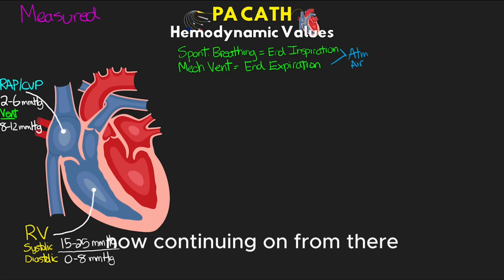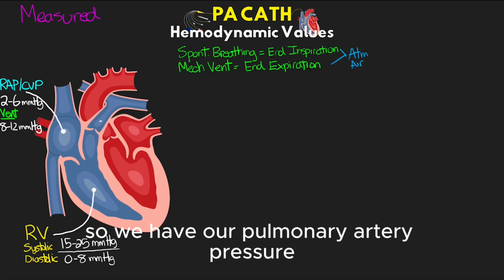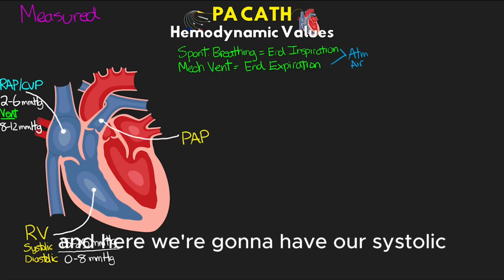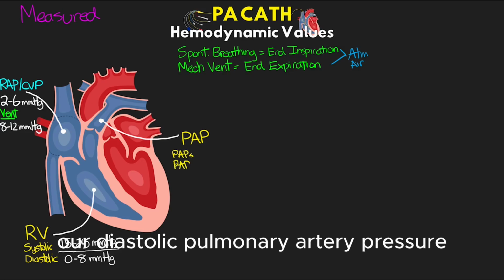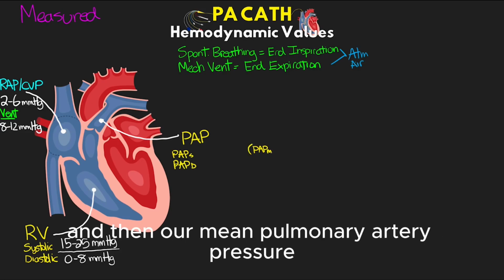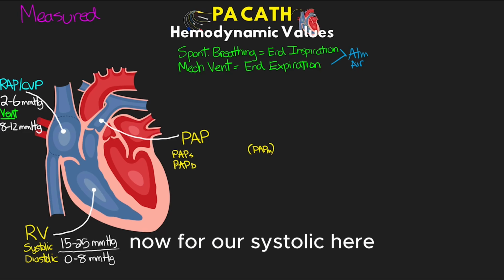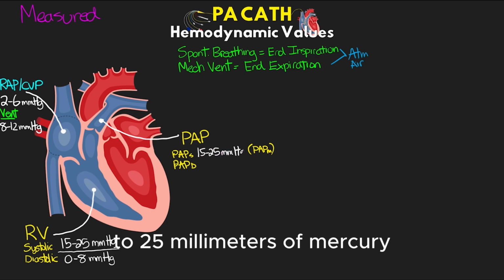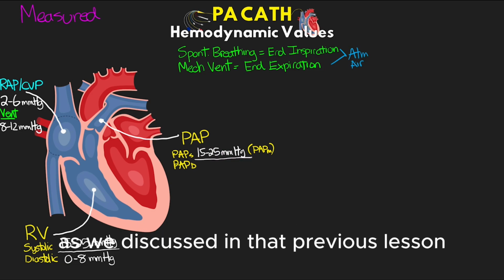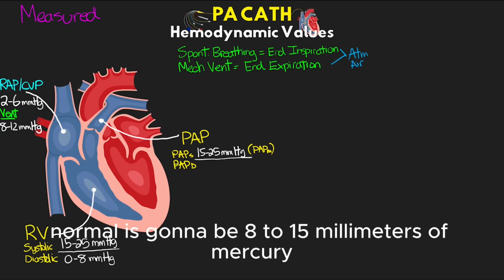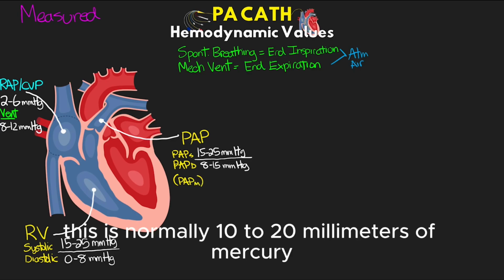Now, continuing on from there, we enter the pulmonary artery, so we have our pulmonary artery pressure, and here we're going to have our systolic, our diastolic, and then our mean pulmonary artery pressure. For our systolic here, this is just like in the RV. We're going to normally see 15 to 25 millimeters of mercury. For our diastolic though, this is of course higher than we see in the RV, as we discussed in that previous lesson, and so here normal is 8 to 15 millimeters of mercury. And then for our mean pressure, this is normally 10 to 20 millimeters of mercury.